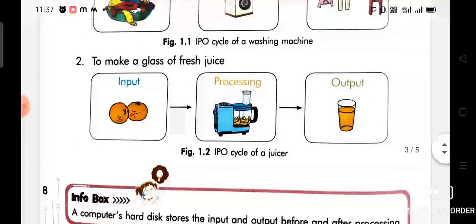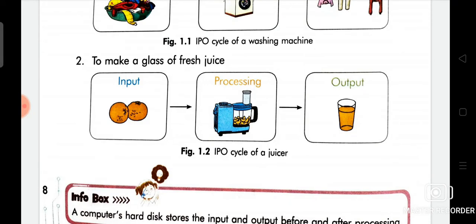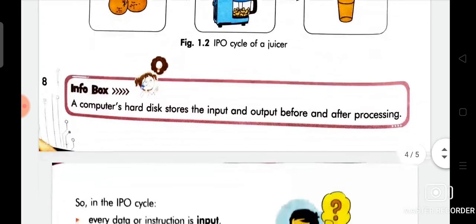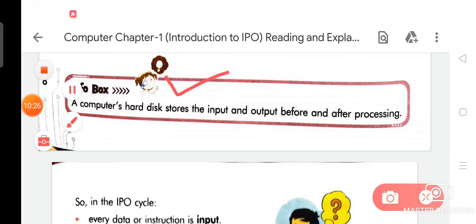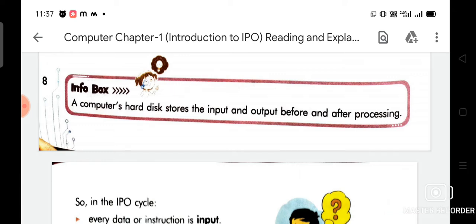Now number two, making a glass of fresh juice. First of all, we take some oranges and put them into a mixer. Then the juice is ready and we put it into a glass. That is called the IPO cycle of a juicer. Now next, an information box. A computer's hard disk stores the input and output before and after processing.